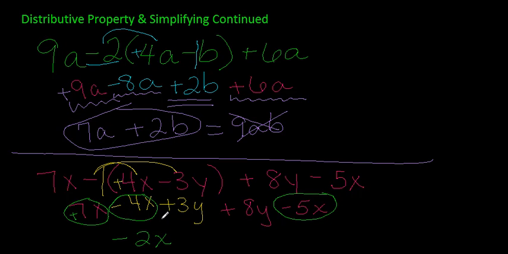Likewise with the y's, I have this positive 3y and a positive 8y. And when you put them together, you get a positive 11y. And our final answer is -2x plus 11y.